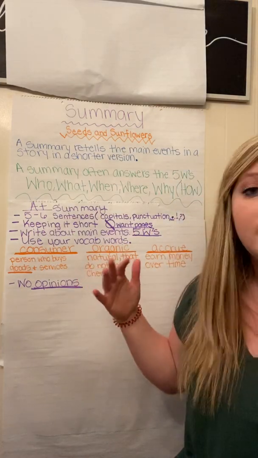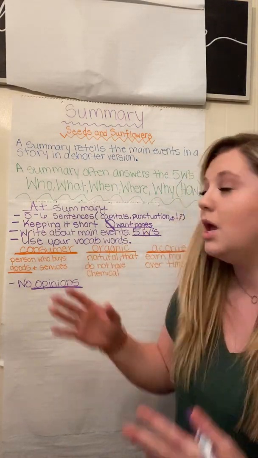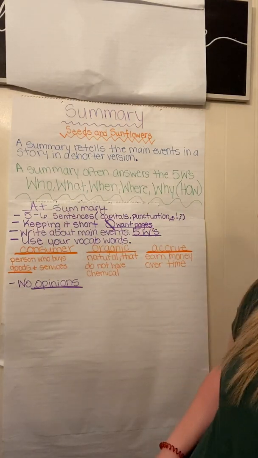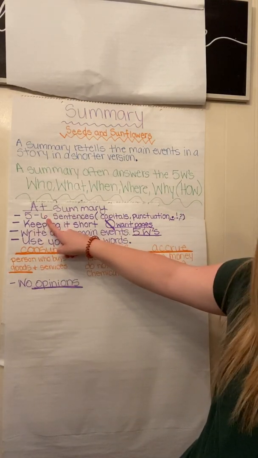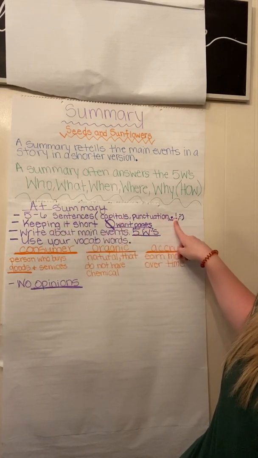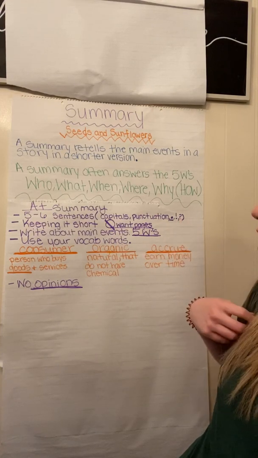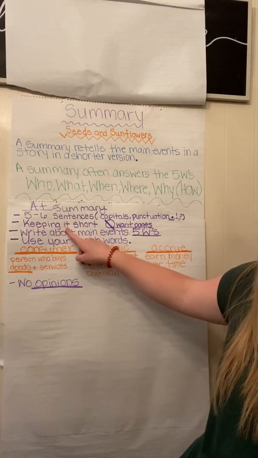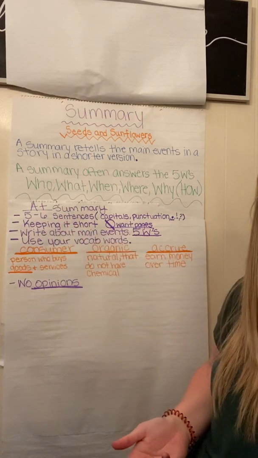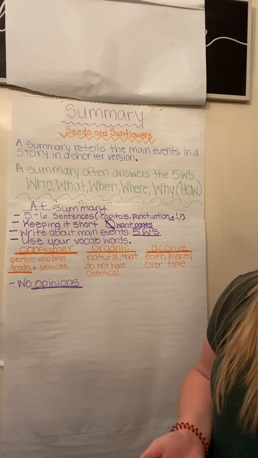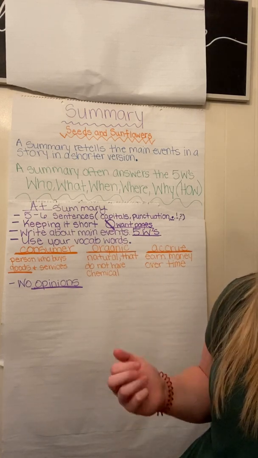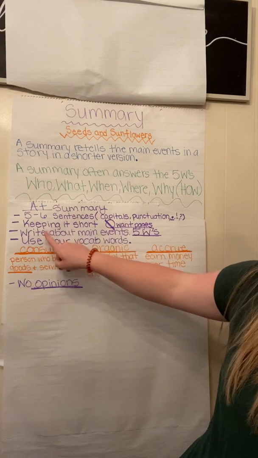Okay, so in order for your summary to be an awesome one, to have an A+ summary, let's go over it one more time. We want to make sure that we have 5 to 6 sentences with capitals and punctuation, so periods, exclamation points, or question marks. We want to keep it short, okay? Just keep it to those 5 to 6 sentences. We don't want pages and pages, because then it would be too long and it would be like you're telling the whole story over again. We just want to keep it short with the main details, and that brings me to my next point.